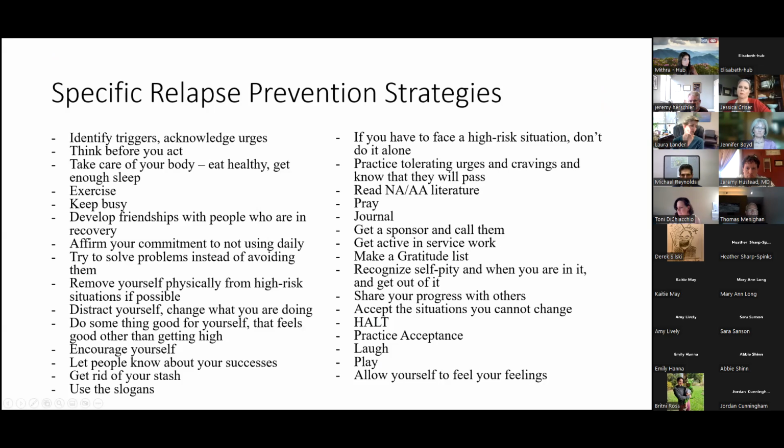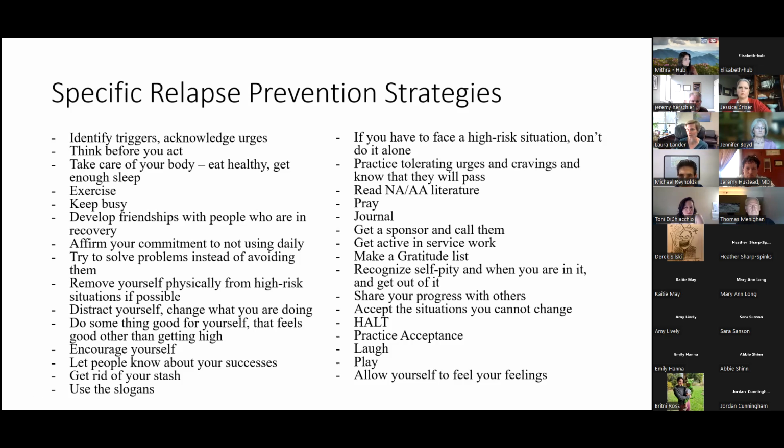One of the things I do in group is ask people to list their specific relapse prevention strategies. This is a list that has come from individuals that I've worked with. These are all the things that they've identified. I know this is pretty small, and this is not an exhaustive list. This is just many of the things that people identify. So I'll highlight a few of them.